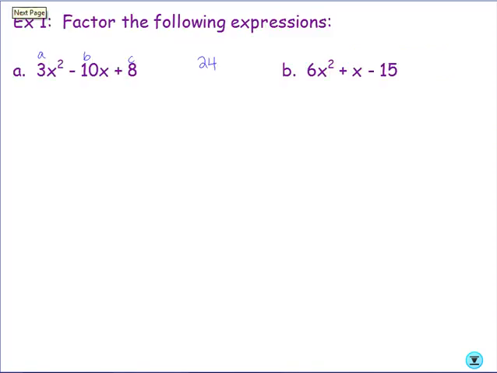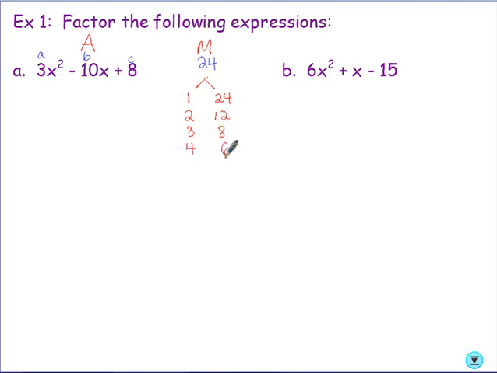So let me show you where we're at. Our new multiplying number is this guy. That's the big change from the last day. We are now multiplying to try and get 24. We are still adding to get negative 10. So let's write out our options just like we did last time. 24 is 1 and 24. 24 divided by 2 is 12. 24 divided by 3 is 8. And 24 divided by 4 is 6.